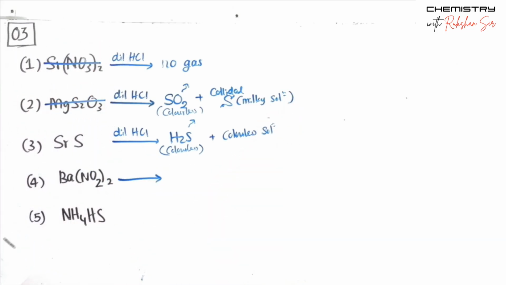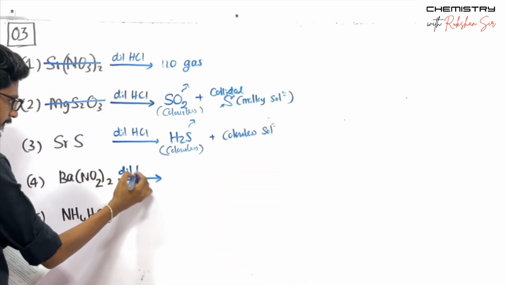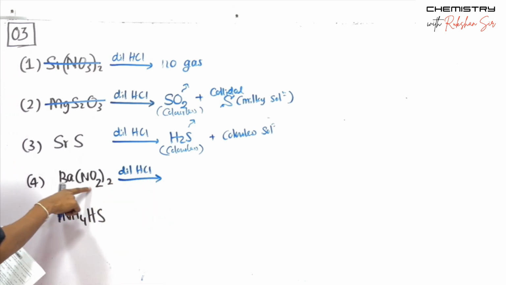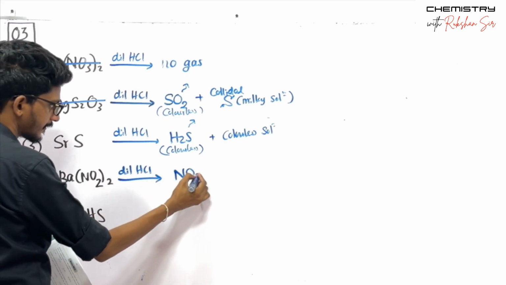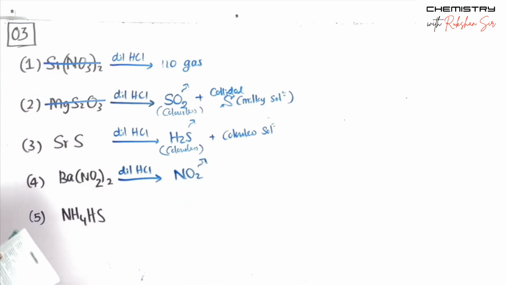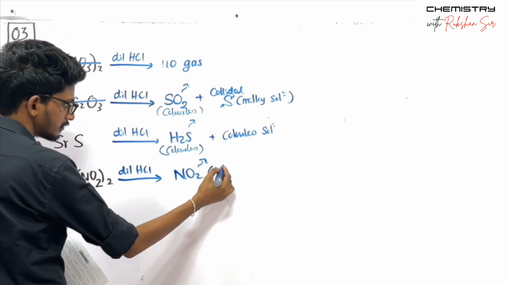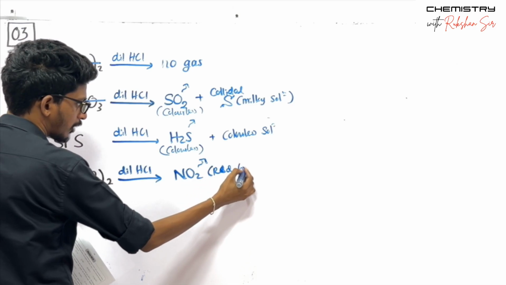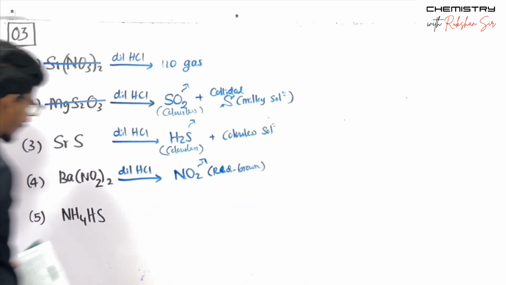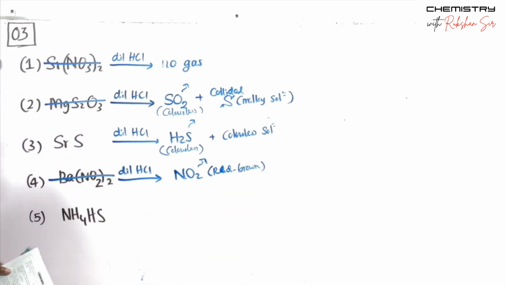Okay. So with this one, NO2 is a colored gas, a red-brown gas. It is not a colorless gas, so we have to reject that as well.